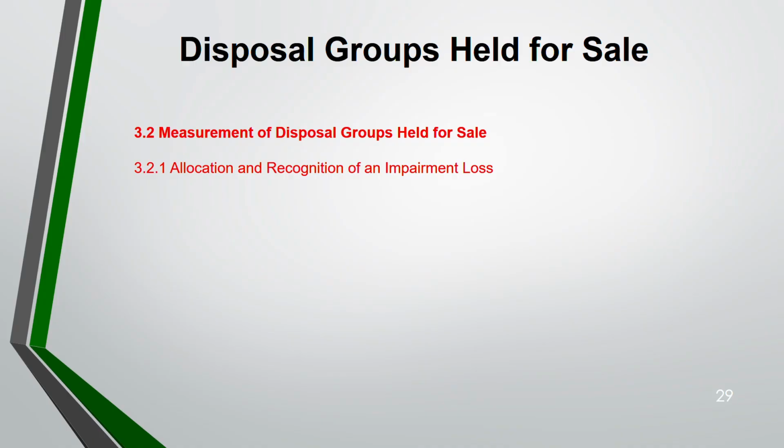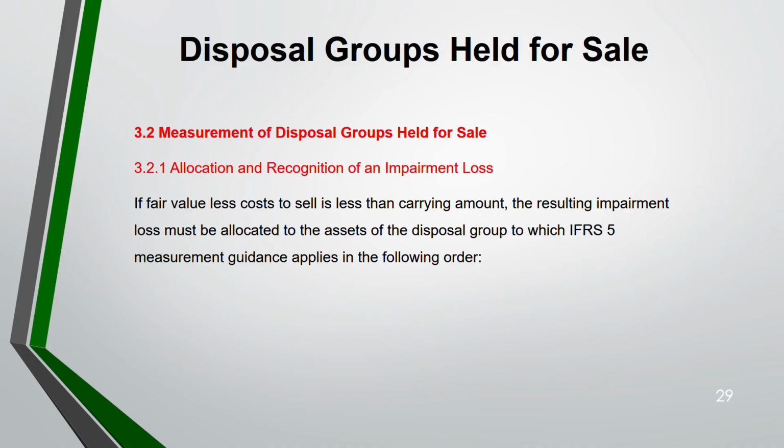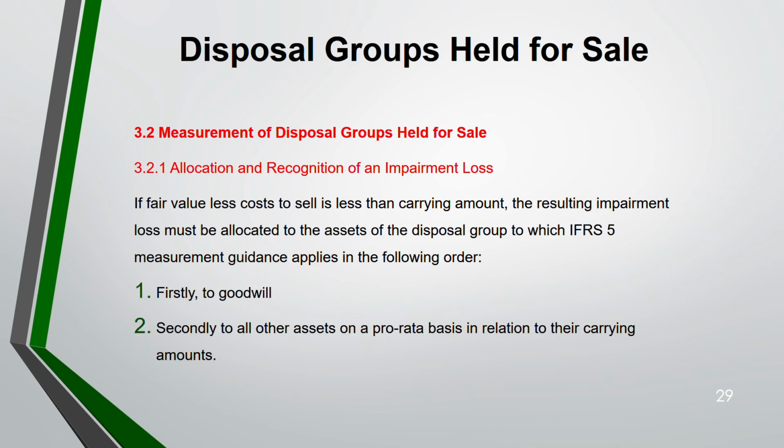Now, allocation and recognition of an impairment loss. If fair value less cost to sell is less than the carrying amount, the impairment loss will be allocated to the assets of the disposal group to which IFRS measurement guidance applies in the following order. This order you have to follow. Firstly to goodwill and secondly to all the other assets on a pro rata basis in relation to their carrying amount.